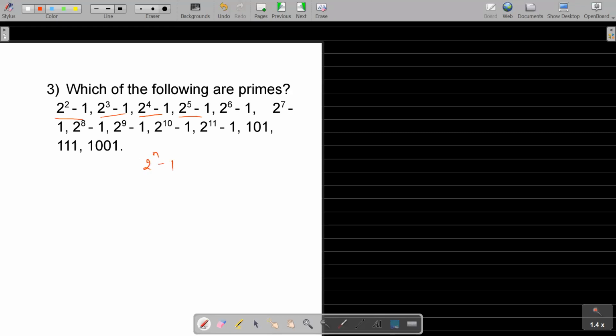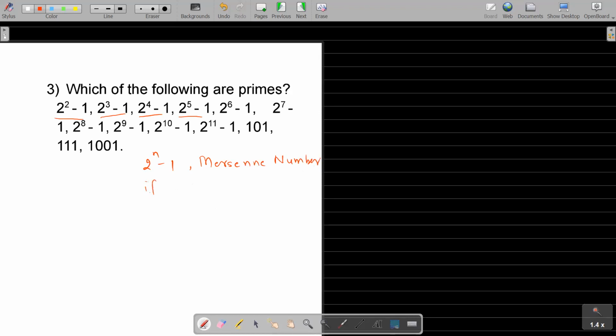And such numbers were studied by Mersenne, a British mathematician. In fact, he was not a mathematician by profession. He was some church person, but he was interested in mathematics, and he studied these kinds of numbers as candidates for primes, and these numbers are known as Mersenne numbers. And whenever they are primes, they are called Mersenne primes.